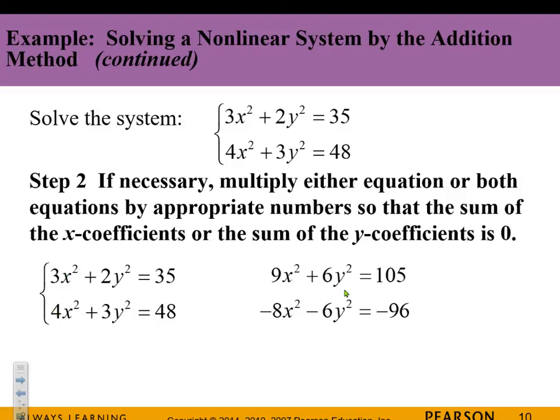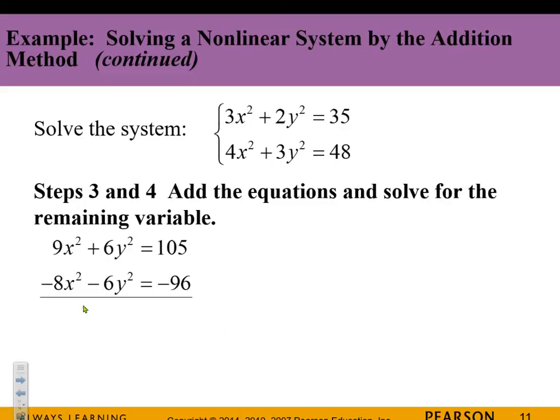That's going to make this system. Then you're going to add them. These are going to fall out of the picture, and you're going to get x squared equals this. Take the square root, that gives you plus or minus 3. Take that plus or minus 3, plug it back in.